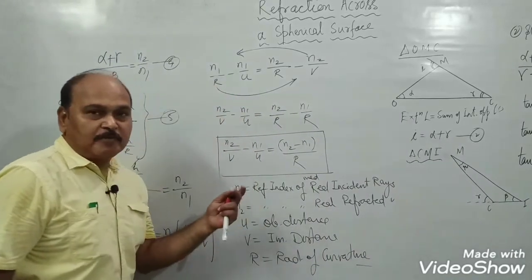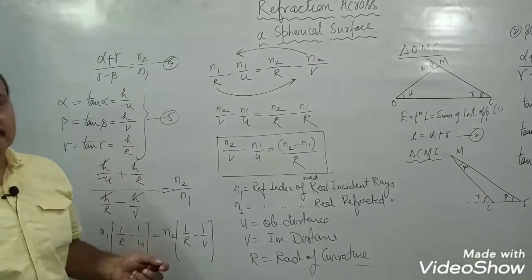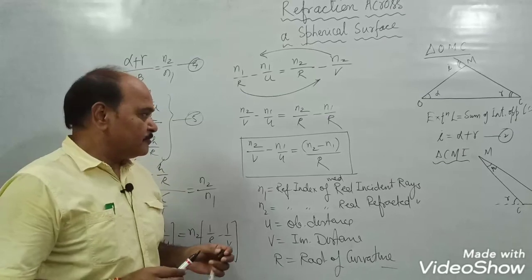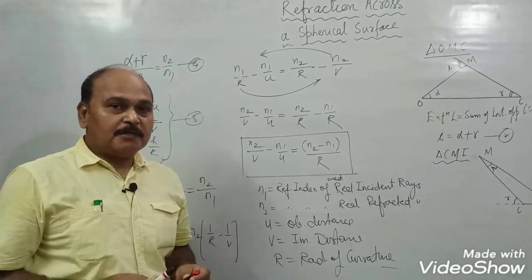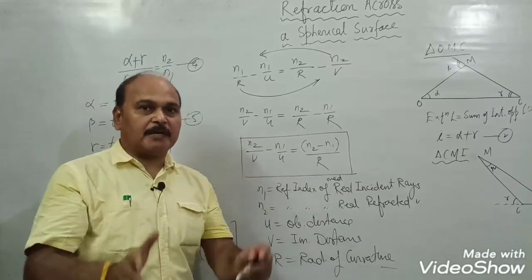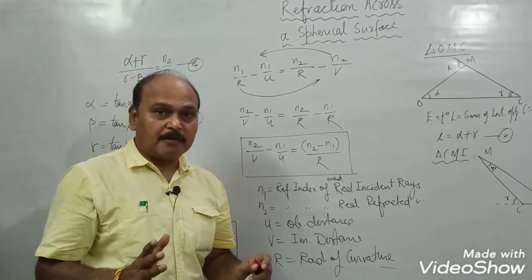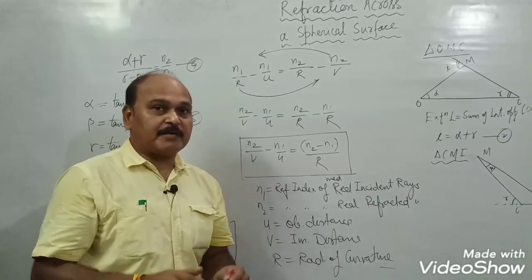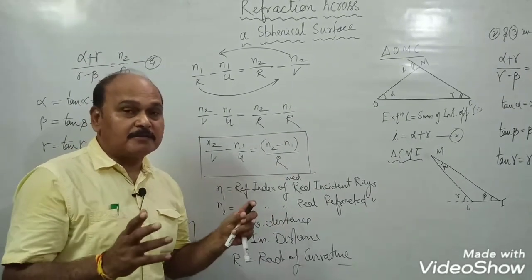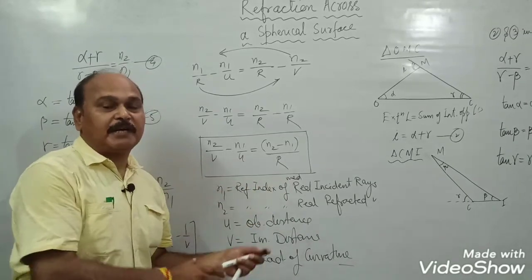Whether we derive this formula using a convex surface or concave surface, the formula comes out to be the same. So very, very important formula. With the help of this formula, we can work out almost every numerical of refraction. So we'll very shortly come up with the numericals of at least half a dozen different types.